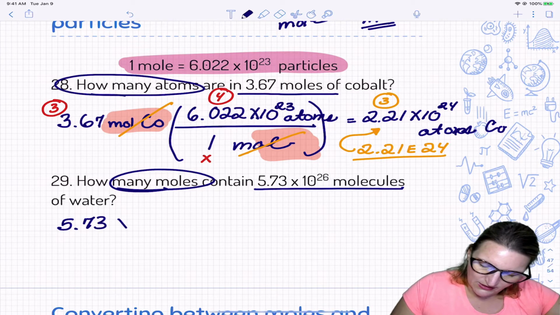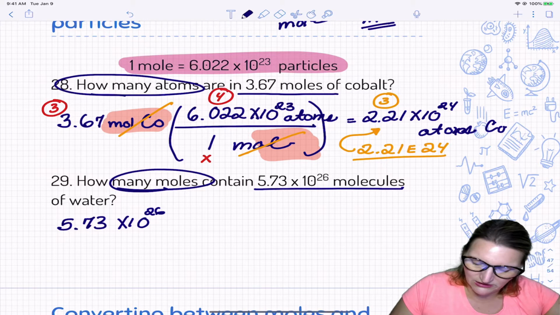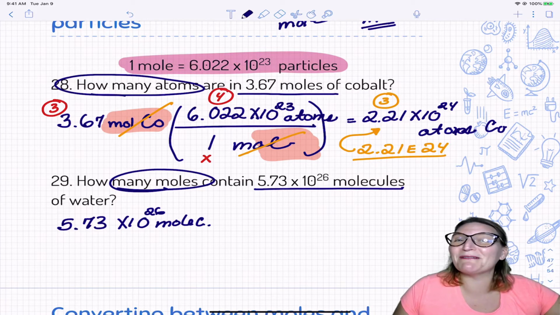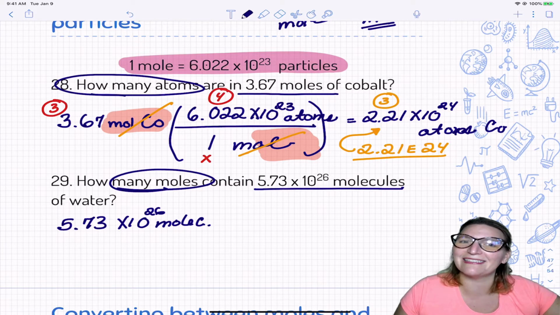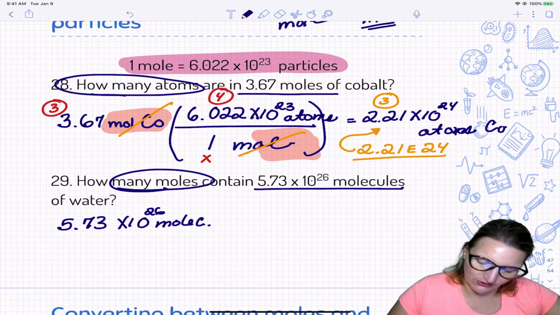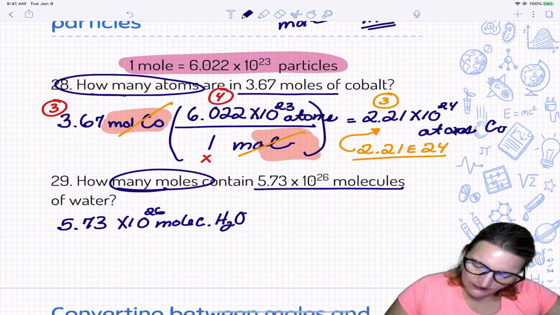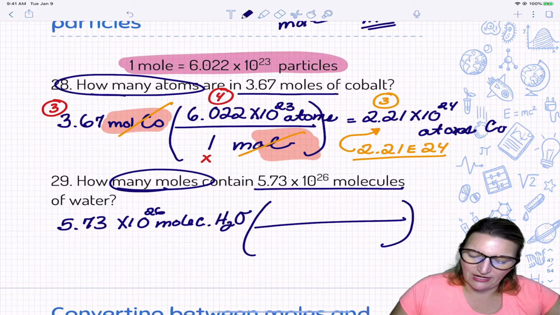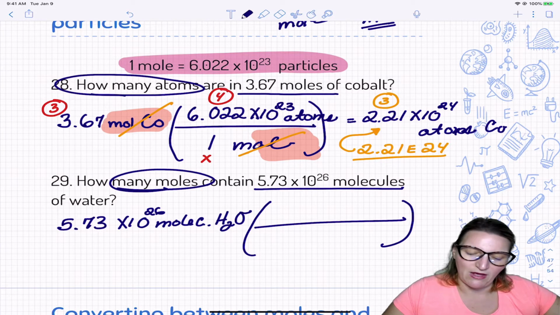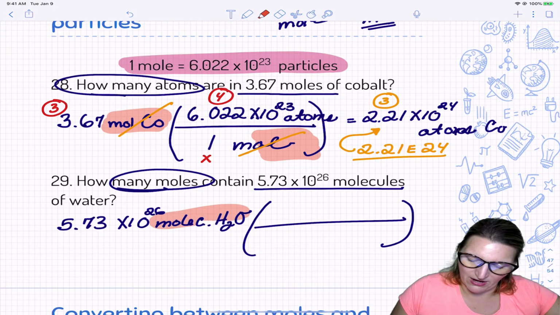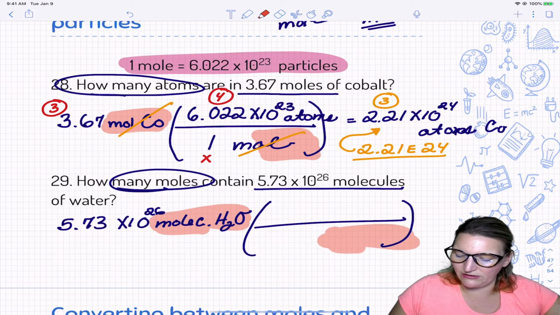5.73 times 10 to the positive 26 molecules, right? And so if you want to abbreviate the word molecules, you can't abbreviate it MOL or MOLE because that stands for moles, but you can do MOLEC period to abbreviate the word molecules. So molecules of water, and then I make a parenthesis and I take that conversion factor that's up there highlighted in red and I put one side on the top and one side on the bottom. Again, always making sure that whatever unit is here needs to be down there.